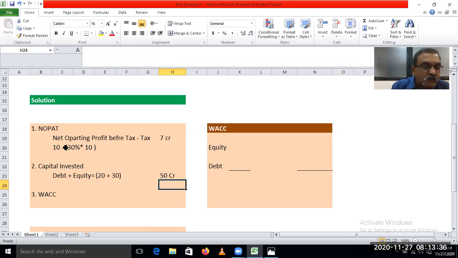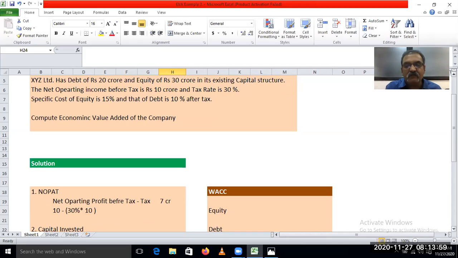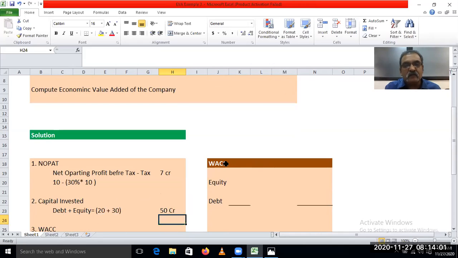So we have got the 2 components of economic value added, but we require the third one also, that is weighted average cost of capital, which is not given to us directly. We will have to calculate. But for that purpose, what is the relevant information? That is the specific cost of equity and specific cost of debt. So check out, we will make a working note, calculation of weighted average cost of capital, equity and debt.